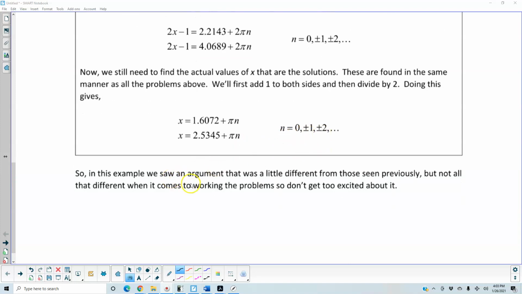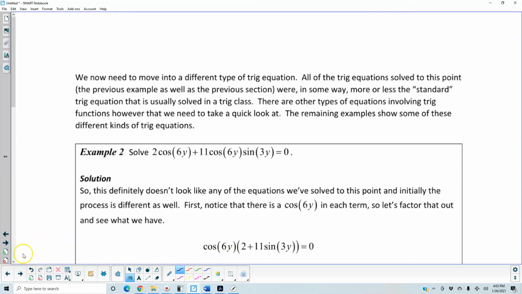So in this example, we saw an argument that was a little different from those seen previously, but not all that different when it comes to working the problems. So don't get too excited about it. Now we need to move into a different type of trig equation.